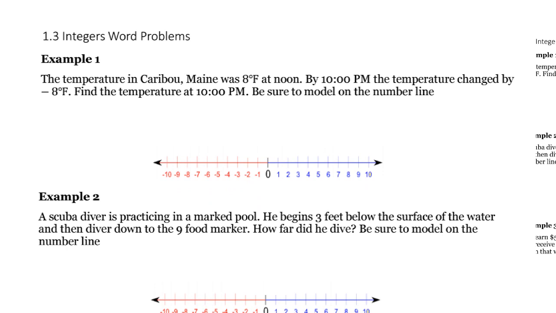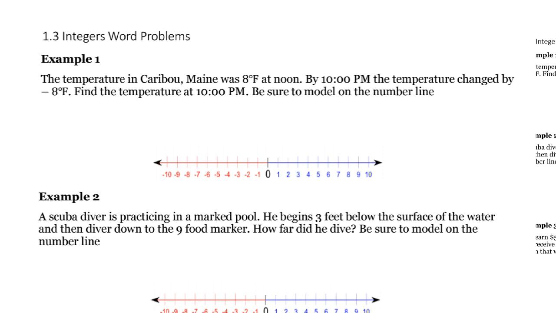The temperature in Caribou, Maine was 8 degrees Fahrenheit at noon. By 10 p.m., the temperature changed by minus 8 degrees Fahrenheit. Find the temperature at 10 p.m. Be sure to model on the number line.